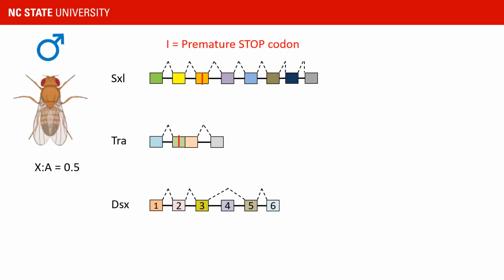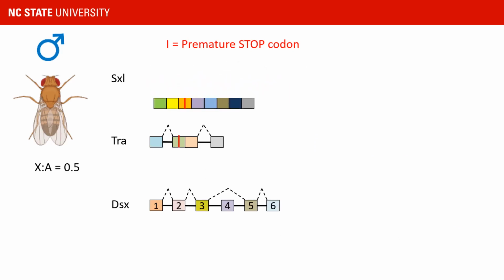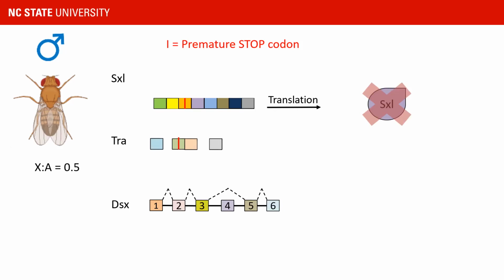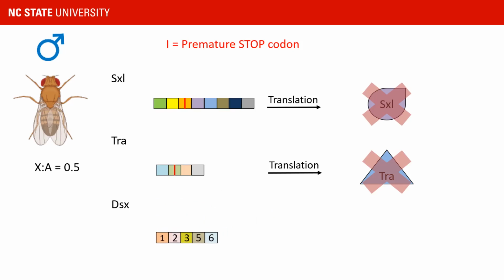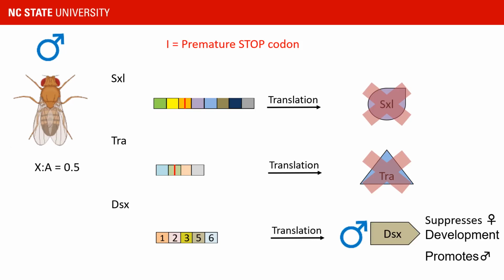In a normal male fruit fly, an optional exon in both the sex-lethal and transformer transcripts is retained during processing. This optional exon in both transcripts contains an early stop codon that leads to production of shortened, non-functional proteins. Without a functional sex-lethal protein, the optional exon is included in the transformer transcript and a non-functional transformer protein is produced. In the absence of a functional transformer protein, a long double-sex mRNA composed of exons 1, 2, 3, 5, and 6 is produced. This long double-sex transcript is translated into a male-specific double-sex transcription factor that suppresses female development genes and promotes fly maleness.